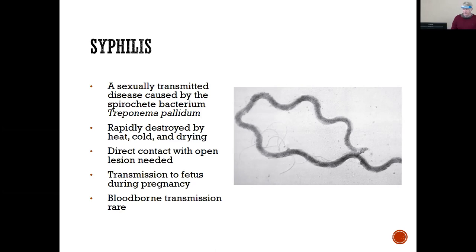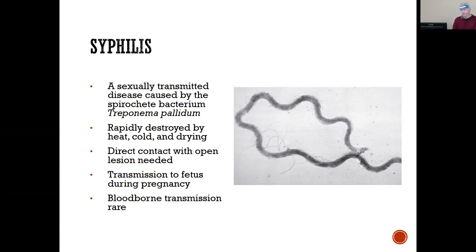Treponema pallidum is the official name of the bacteria, Spirochete. So this is a bacteria, even though it looks like a worm, even though it looks like a parasite, it is a bacteria. It's rapidly destroyed by heat, cold, or drying. So it's not one of those that, oh my gosh, you worked with syphilis on the countertop, thus I must really worry about picking it up. It's person-to-person transfer.